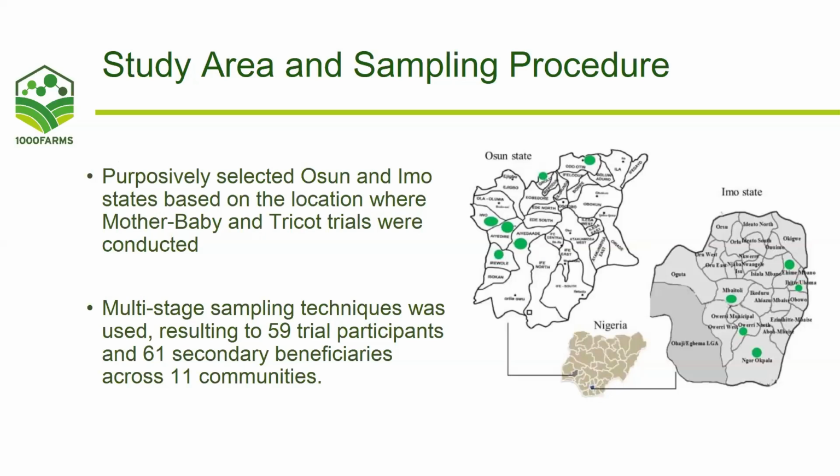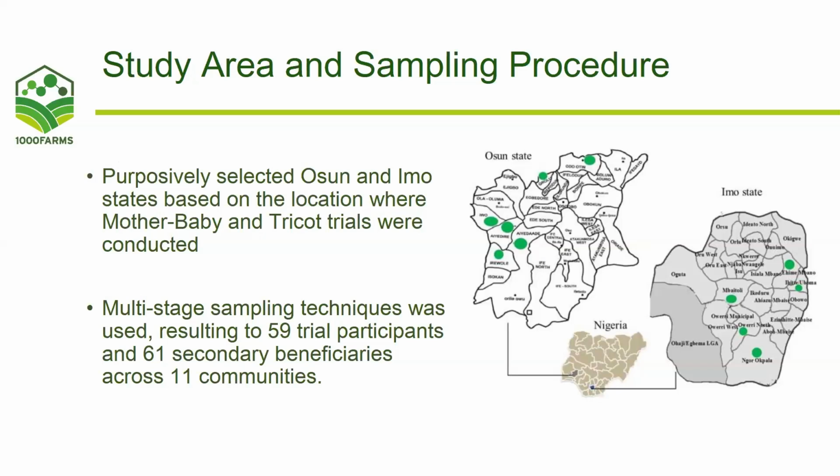This was as a result of the predominance due to the selection by IITA and NRCRI, like I also mentioned. So multi-stage sampling was used. First, visiting those selected farm variety locations, those communities. We have about 11 communities.